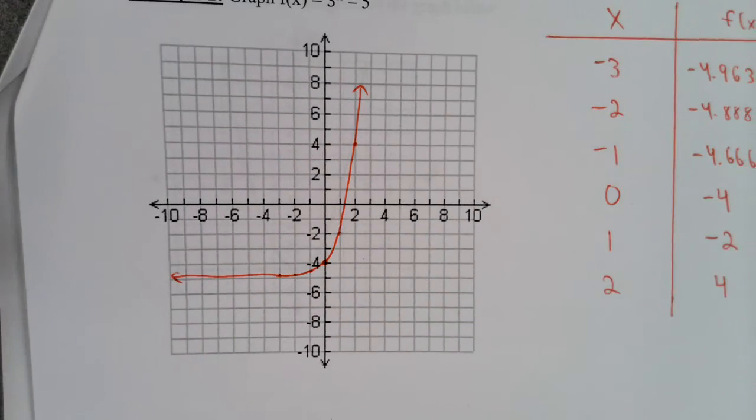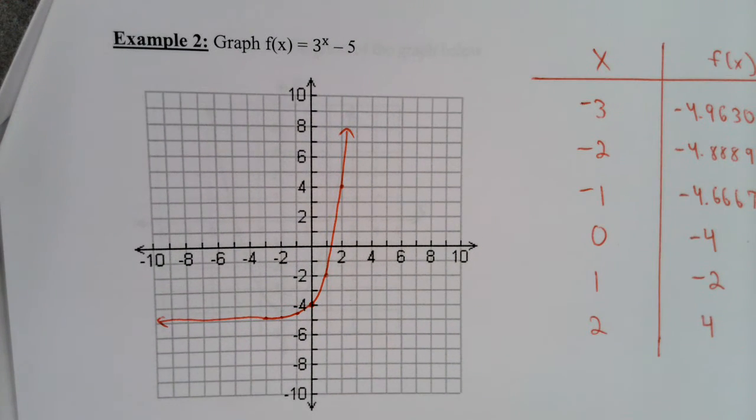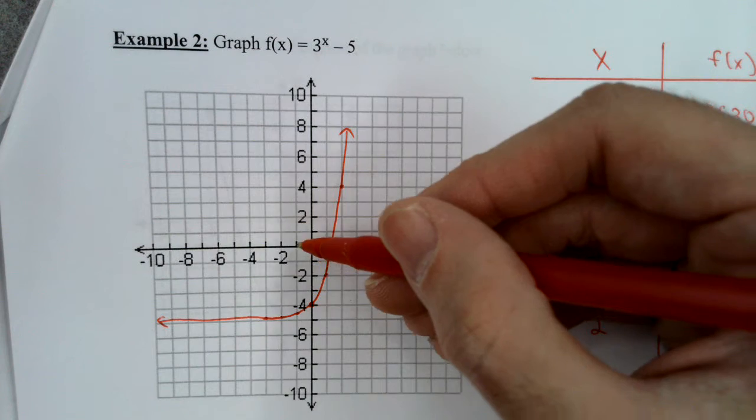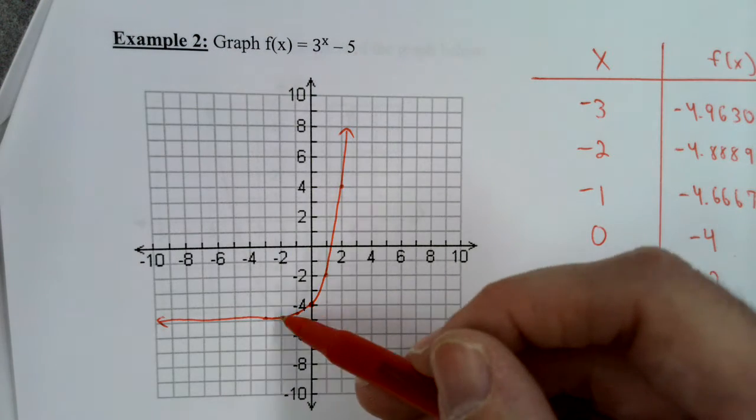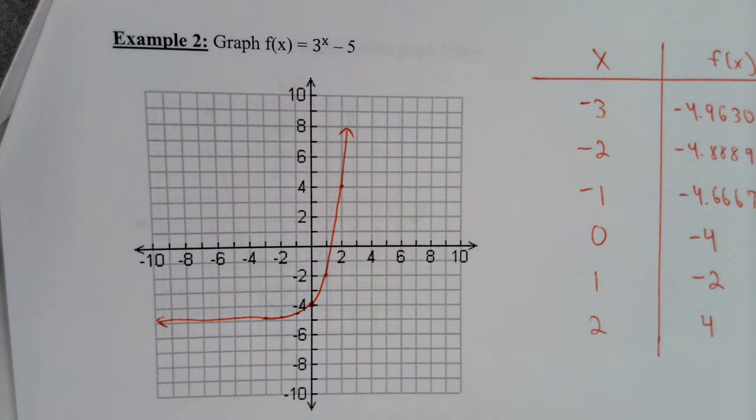Think back to last class. Remember last class when we did the last example, how it approached 0 but never actually touched 0? Well, this one shifted down 5. So this graph is going to approach negative 5 but never actually touch negative 5. So that's my graph.